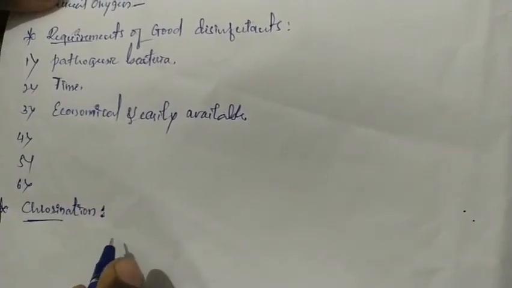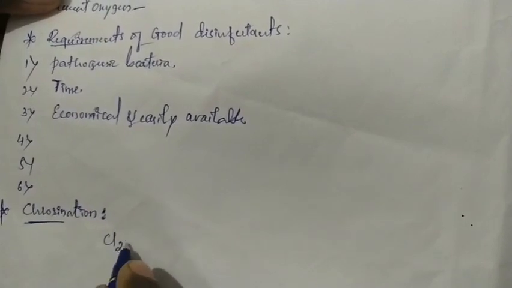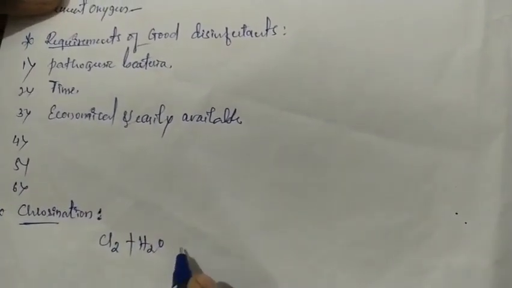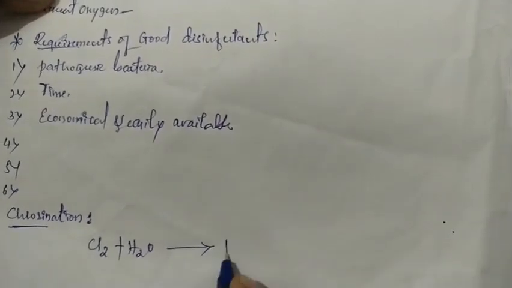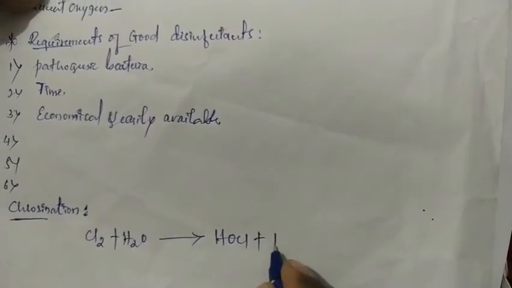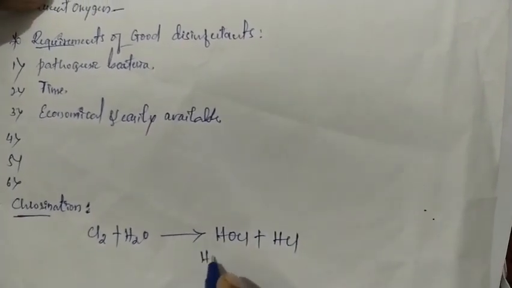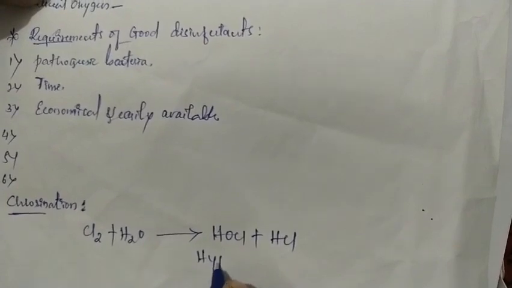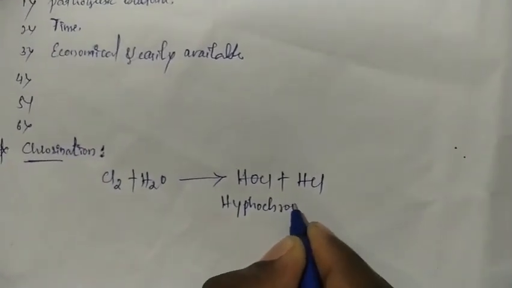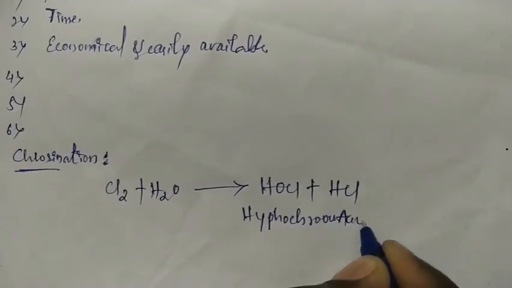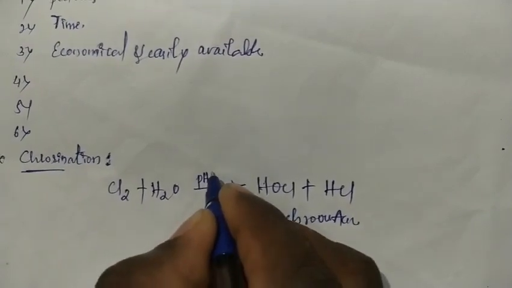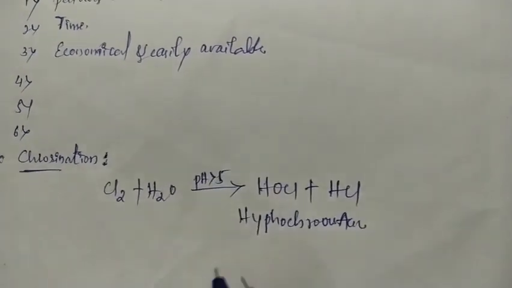Addition of chlorine to the water means what? Chlorine in the form of Cl2 plus water forms hypochlorous acid as well as hydrochloric acid. This is hypochlorous acid and this is hydrochloric acid. And here we maintain the pH greater than 5.